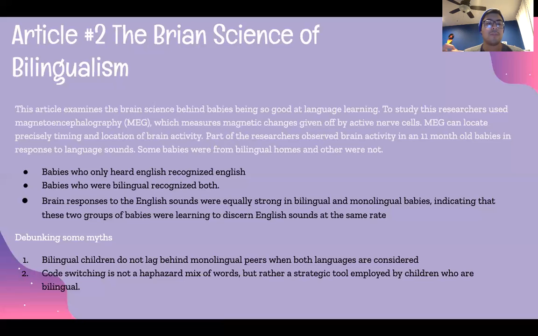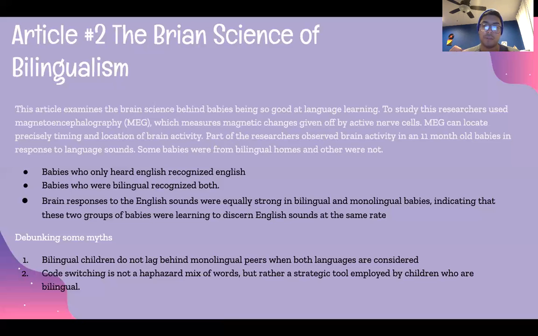Also, the brain's response to English sounds was equally strong in bilingual and monolingual babies, indicating that these two groups of babies were learning to discern English sound at the same rate. So this can be interpreted in a few ways, but pretty much it says that speaking to your baby in two languages is not going to confuse them. This does not prove, though, that your baby will be bilingual from the start. You got to put in the time, you got to put in the effort to keep those patterns of English and Spanish going in a baby. Just you talking to it at birth, at 11 months, you got to keep on doing the work.